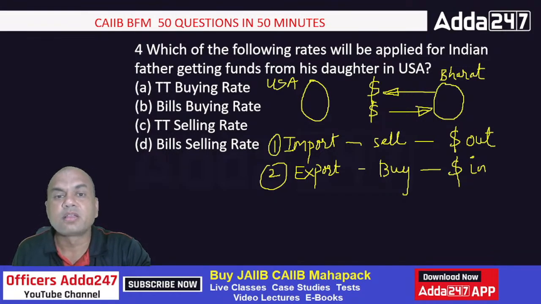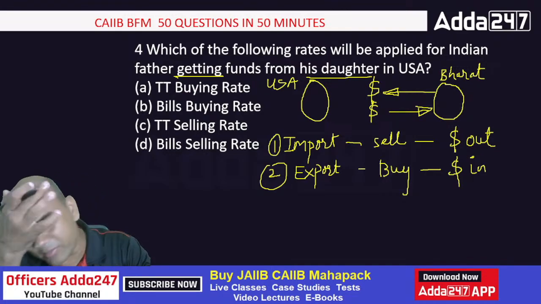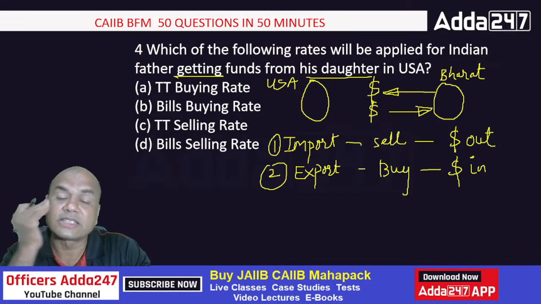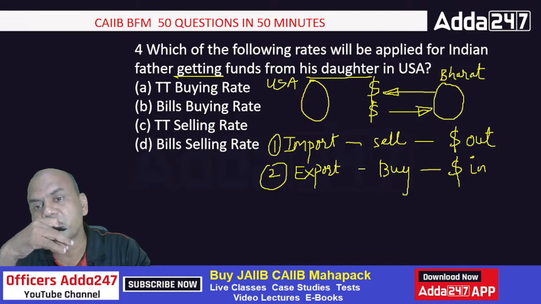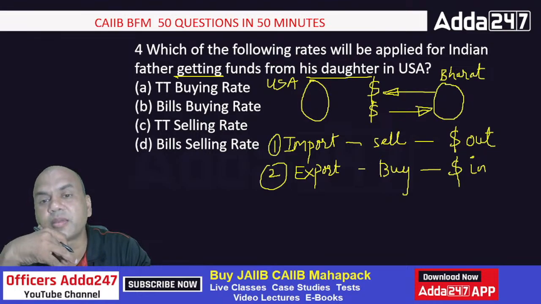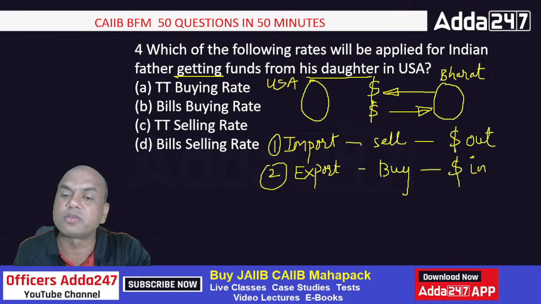Now what will I be using? See here. Which of the following rates will be applied for an Indian father getting funds from his daughter in USA? The daughter is in USA and she is sending the funds. So dollars are in or out? Everyone type in the answer. She is sending the funds, so dollars are coming in or going out? They are correct. Coming in.